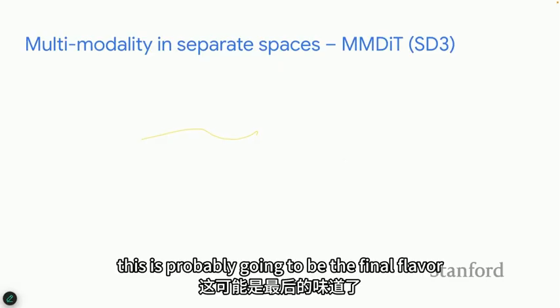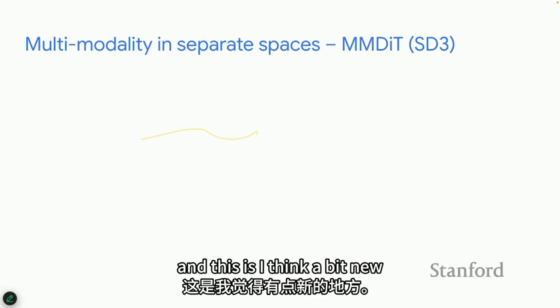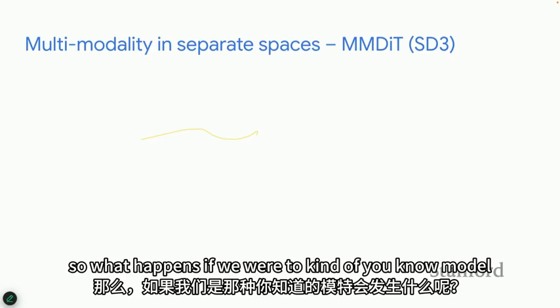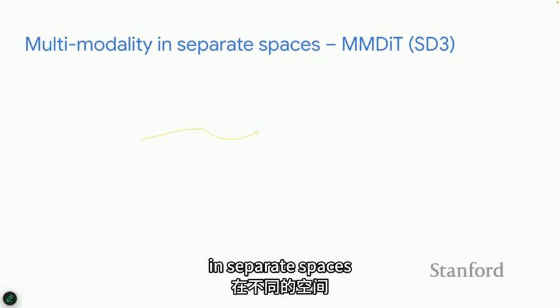And this is probably going to be the final flavor of attention that I'm going to discuss before I move on to other topics. And this is, I think, a bit new, and also new in the sense that no one in the VLM space really does it. So what happens if we were to model dependencies of the different modalities in separate spaces?